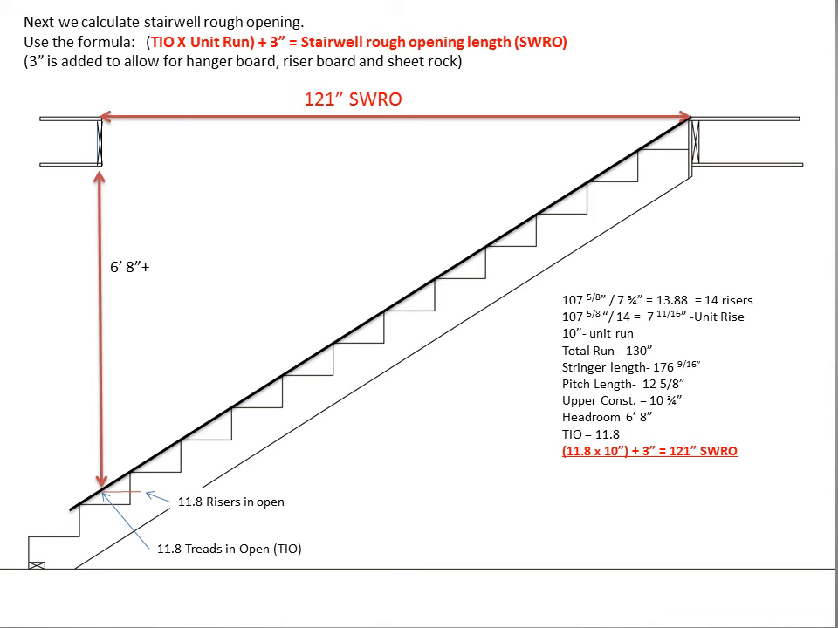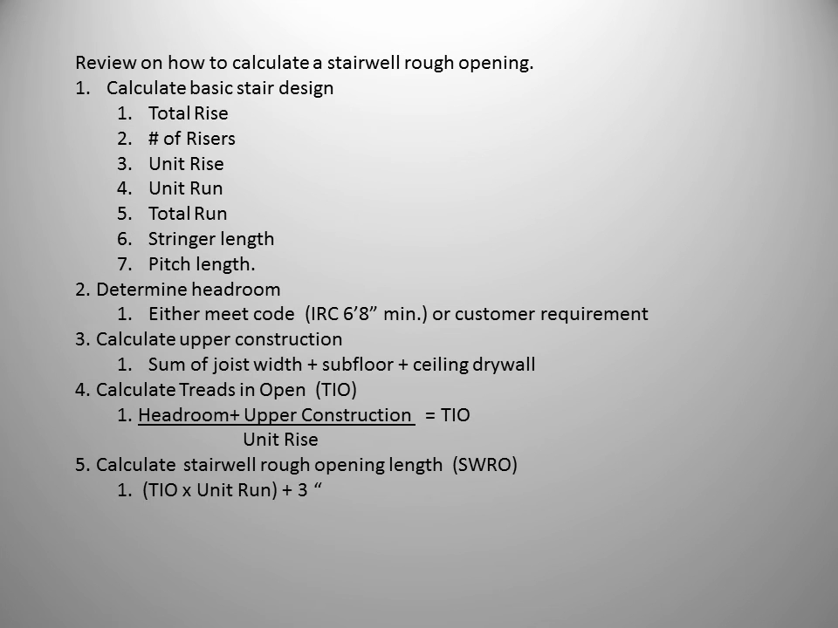Because we've added the 3 inches of safety factor, the stairwell rough opening is guaranteed to meet the IRC minimum headroom height of 6 foot 8 inches. In review, the steps to verify a legal stairwell opening are: calculate the basic stair design, your total rise, number of risers, unit rise, unit run, total run, stringer length, and pitch length. Then determine your headroom. Either use the code minimum of 6 foot 8 inches or whatever the design calls for based on the architect's drawings.